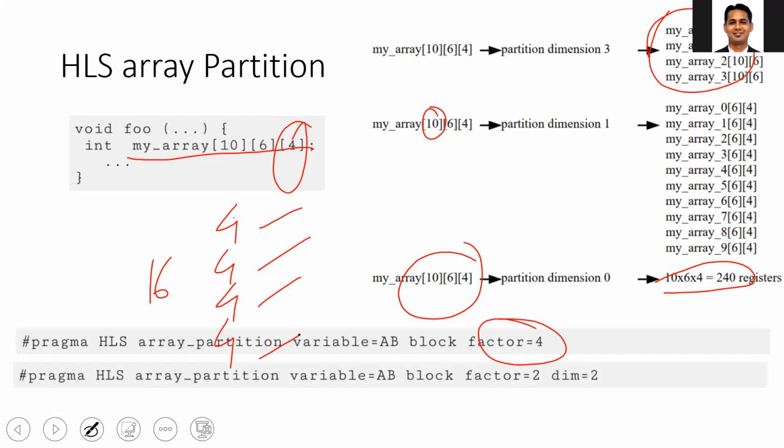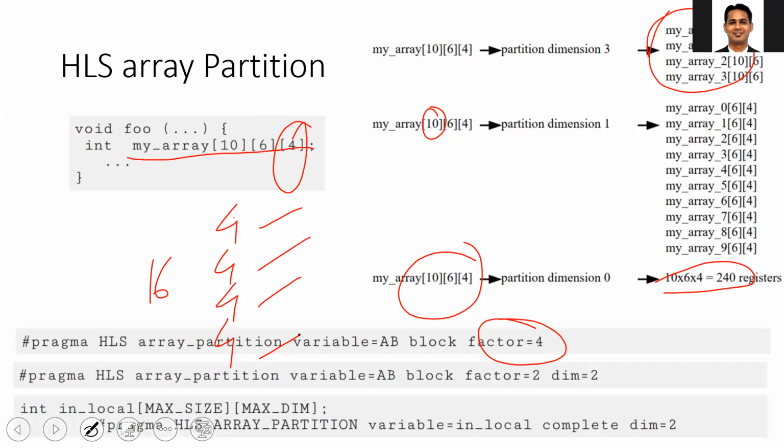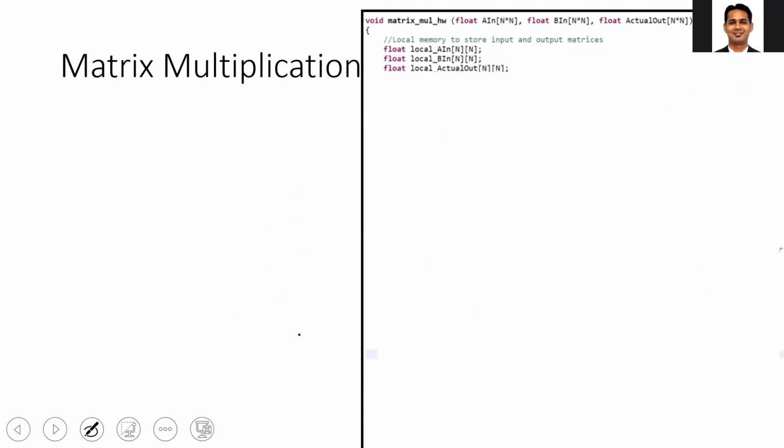In the second one, I use factor 2 and then use dimension 2. So if AB is a multi-dimensional array, I can decide which dimension I will be using. And the same here, it is the matrix one. I can do the complete partitioning on dimension 2 of this local array, which is the 2D array. We will be using this in our matrix multiplication.